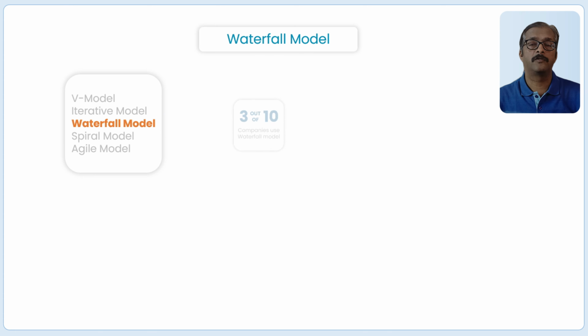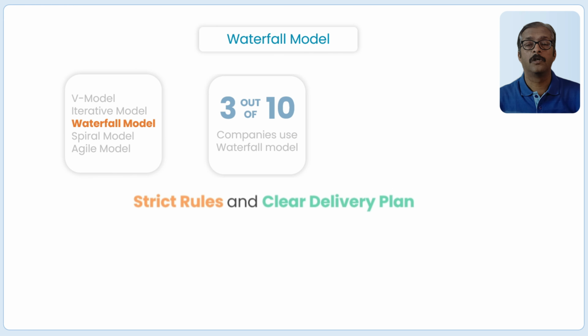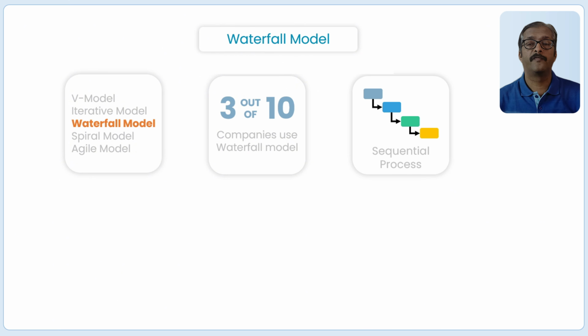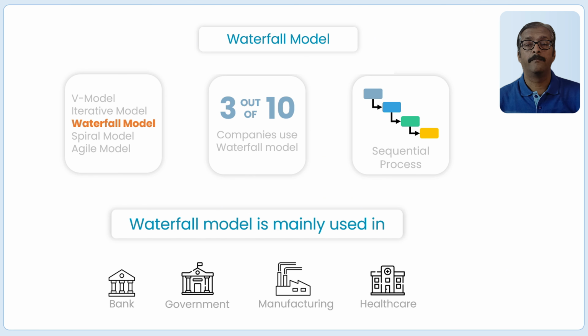Even today, about 3 out of 10 companies use waterfall, especially when they need to follow strict rules and have a clear delivery plan. In waterfall, you finish one step before you begin the next step. It's a simple, straightforward process, and every step needs to be clearly documented. You will find waterfall used in places like banks, government, manufacturing, and healthcare, mainly in products where the rules are strict and the requirements will not change over time.